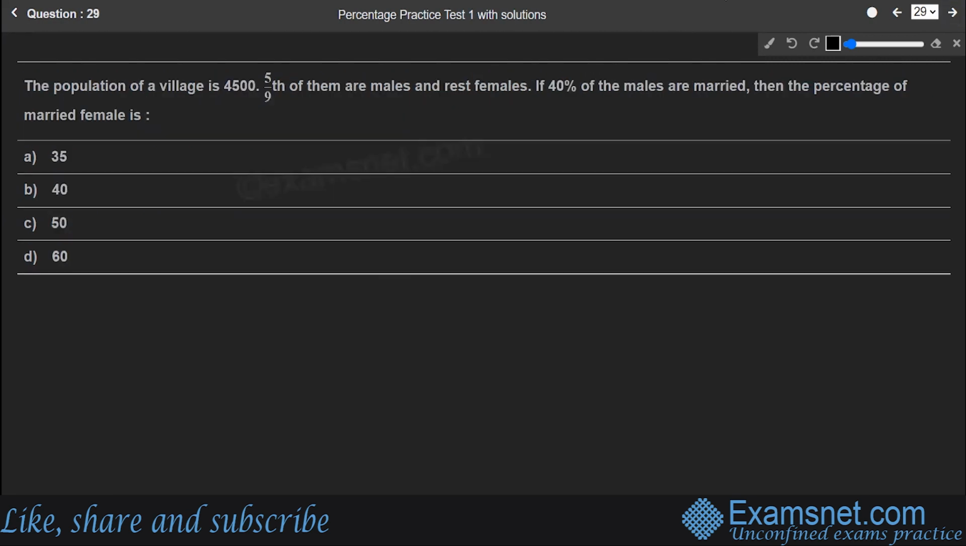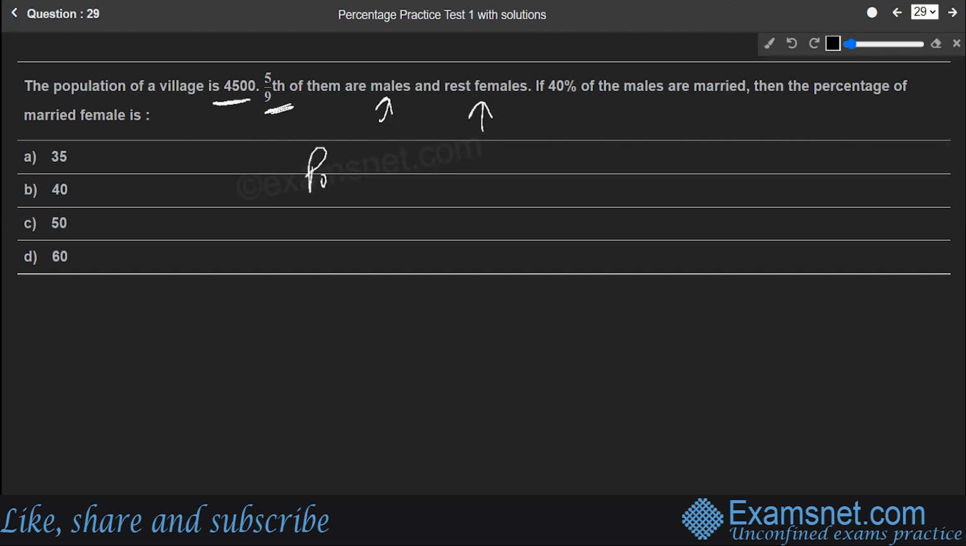Now he says the population of a village is 4,500. 5/9 of them are males and the rest are females. If 40% of the males are married, then find the percentage of married females. So in this type of question, when the population is already given to us, we can keep on calculating every part that he has given, sometimes in terms of fractions, sometimes in terms of percentages, and then we can reach the final answer. So let us begin with the first part.